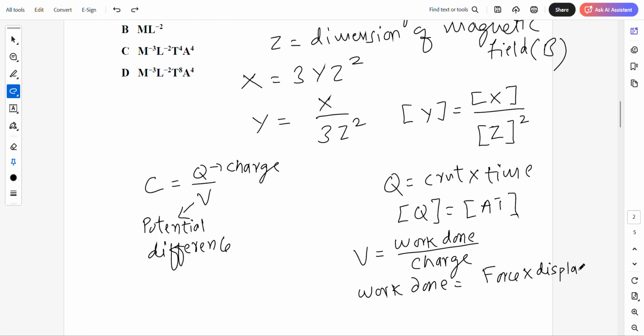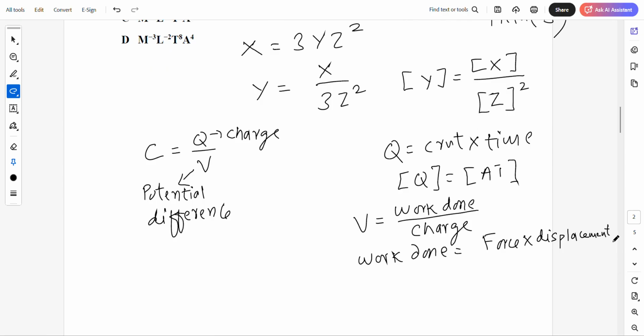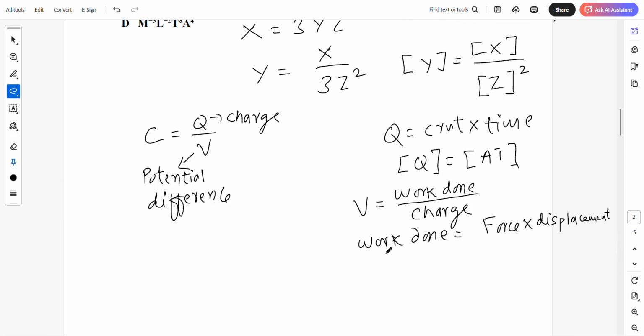Force into displacement. Okay. Force. What is meant by force? That is mass into acceleration. I can write m, right? Mass into acceleration. What is acceleration? Rate of change of velocity is called acceleration.